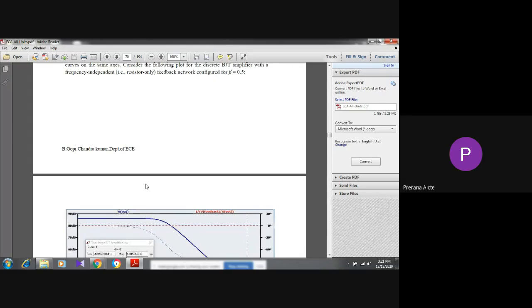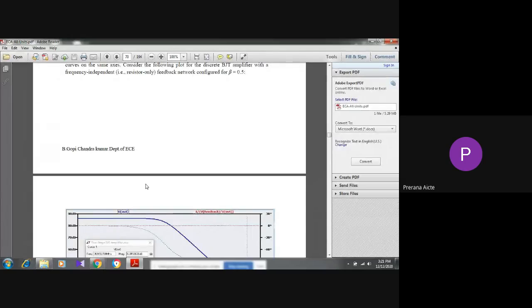Why? By using this positive feedback, there is an increment in the voltage gain. That's why this is called regenerative feedback. Similarly, negative feedback is also called degenerative feedback. What is the reason? The gain value decreases. That's why negative feedback is also called degenerative feedback.